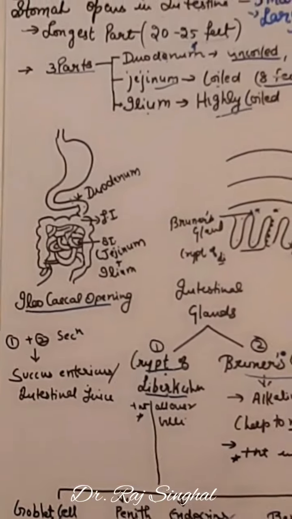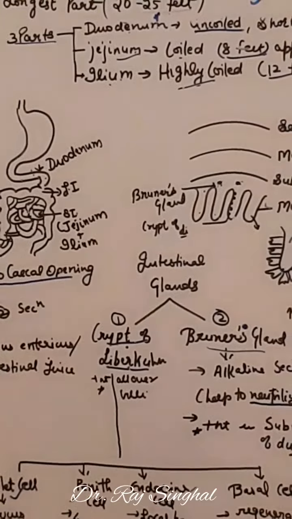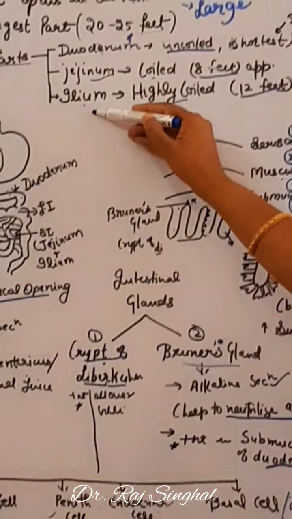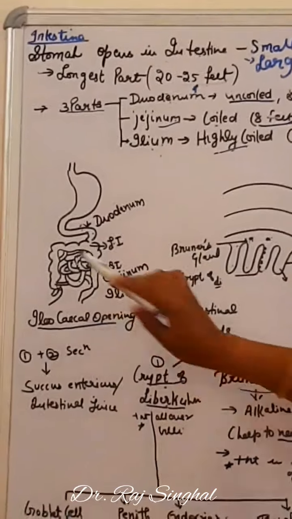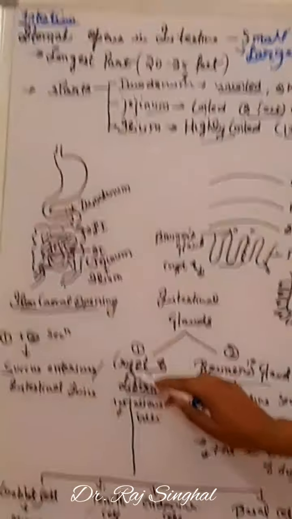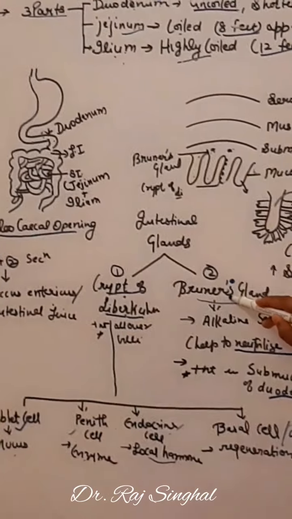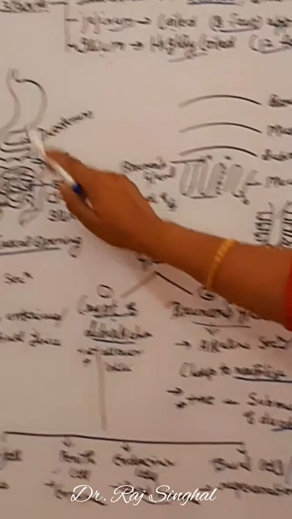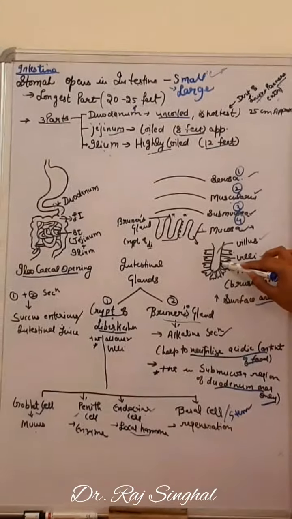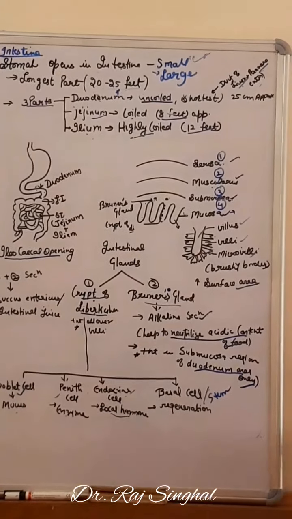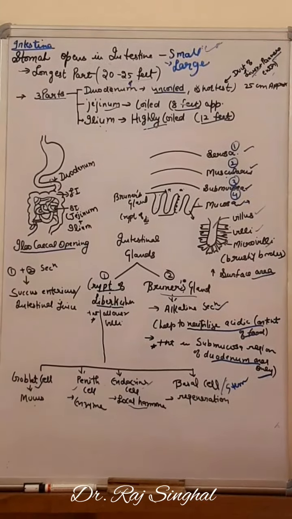So overall, small intestine consists of duodenum, jejunum and ileum. Duodenum is the smallest part, jejunum and ileum are highly coiled, with different types of glands in intestine, that is crypt of Lieberkühn and Brunner's gland. An important modification of intestine is the presence of villi, which increases the surface area. Maximum digestion of food occurs in this region.